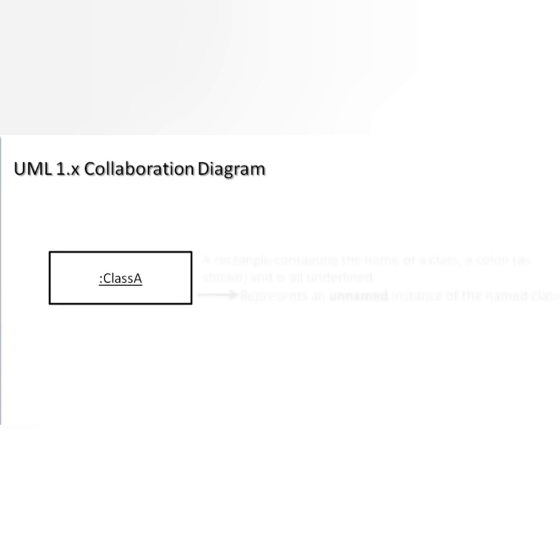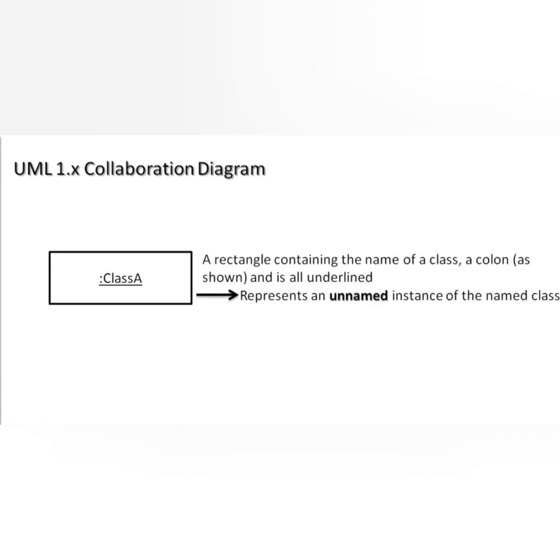So if we look at the text associated with this, it says a rectangle containing the name of a class, a colon, as we can see, and is all underlined. Well, that represents an unnamed instance of the named class that we see before us. In other words, this is an object of class A that we don't know the name of.